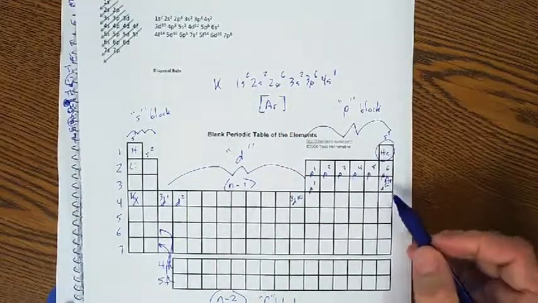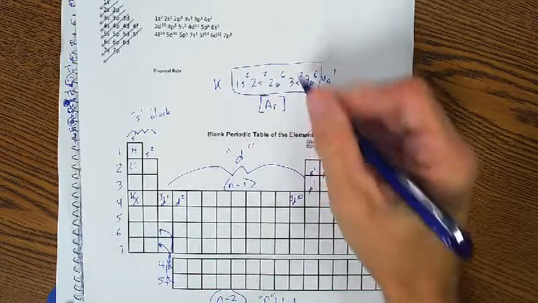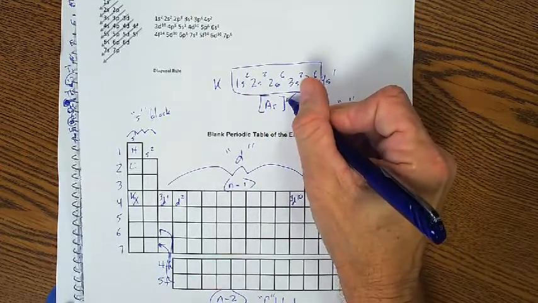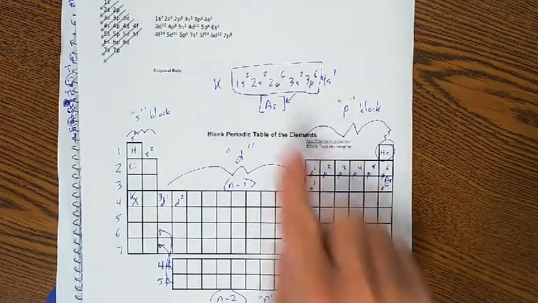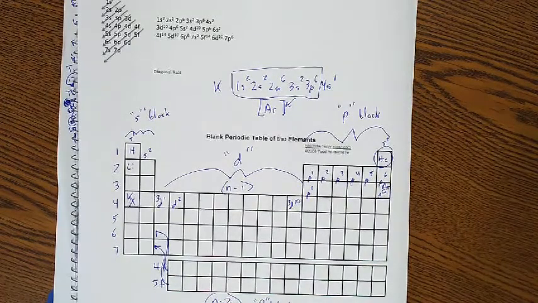Why are we doing that? What we're saying is all of the core electrons for that element are exactly the same as the configuration for argon. So that is argon's noble gas notation. All we need to include in a noble gas notation are the valence electrons, or the outer shell, and those are just the electrons after the last noble gas.